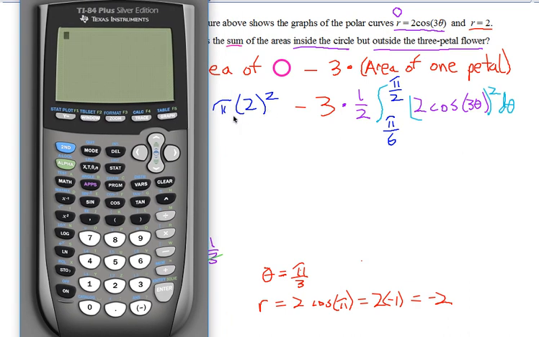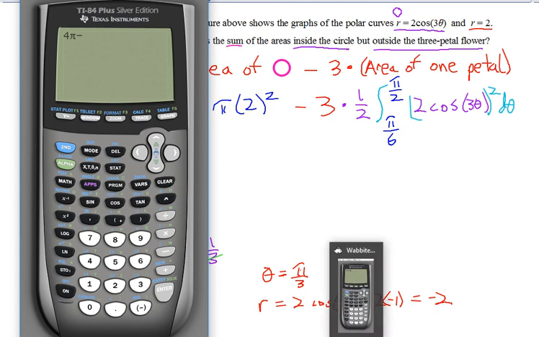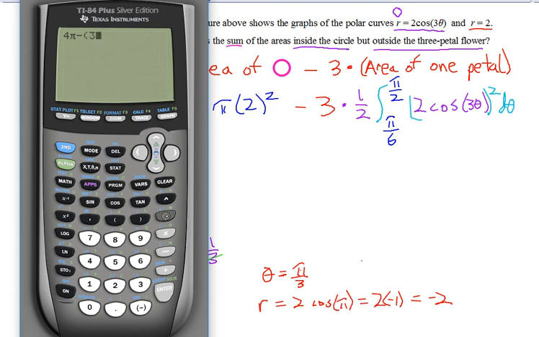2 squared is 4 times pi, so we have 4 pi. Second pi. And then minus, this becomes 3 halves, so 3 divided by 2. And then times the integral, so math number 9, function integrate. And then we've got parentheses here because we've got to square this whole thing.